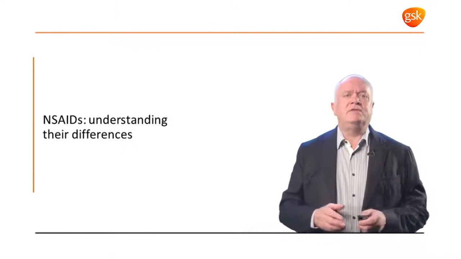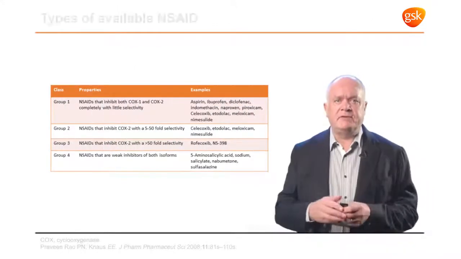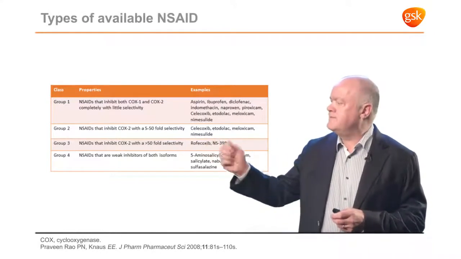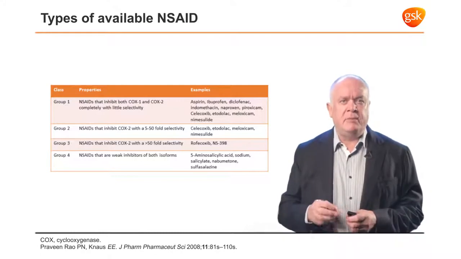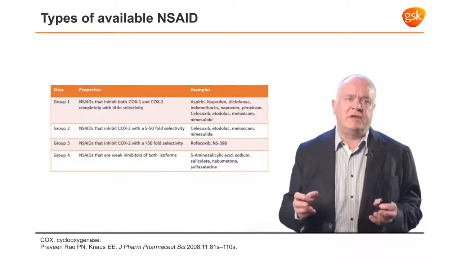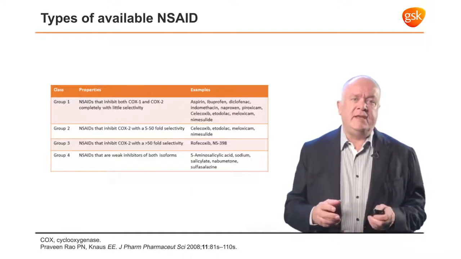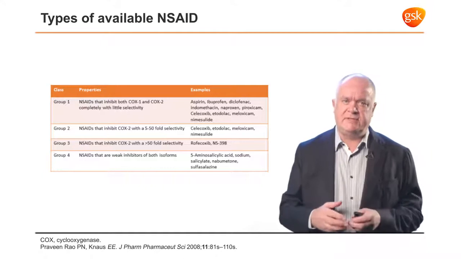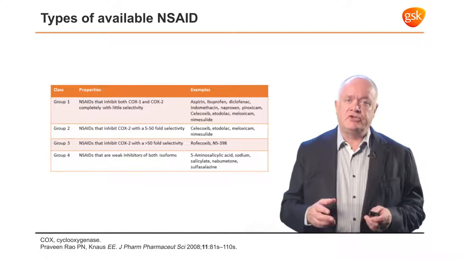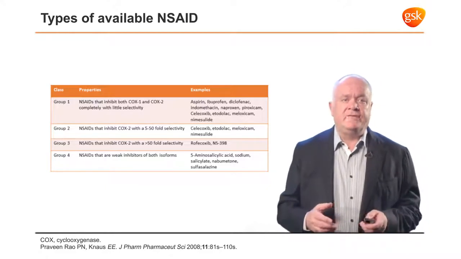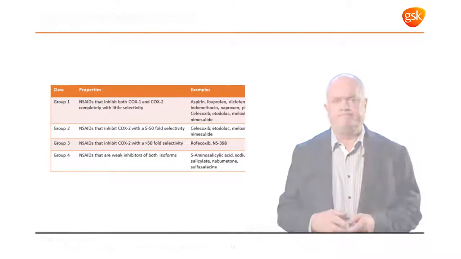It is important that we understand the differences between NSAIDs. NSAIDs can be categorized into four main groups. Those that inhibit COX-1 and COX-2, but with very little selectivity, such as ibuprofen and diclofenac. Secondly, there are those that inhibit COX-2 with moderate selectivity, such as celecoxib. Those that inhibit COX-2 with high selectivity, and finally those that are weak inhibitors of both COX-1 and COX-2.